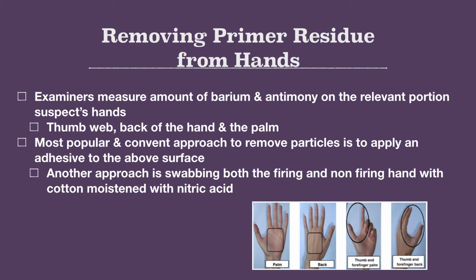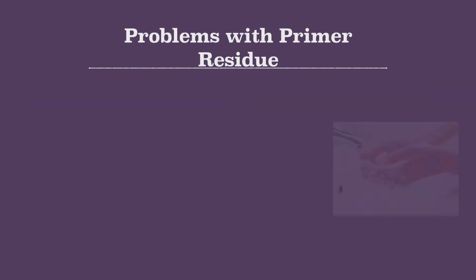The most popular and convenient approach is to remove particles by applying an adhesive to each of those surfaces, with different pieces of adhesive to keep them separate, and then of course labeled properly. Another approach is to swab both the firing and non-firing hands with cotton moistened in nitric acid. That will help to remove that primer residue as well.